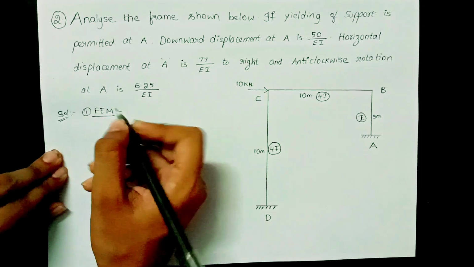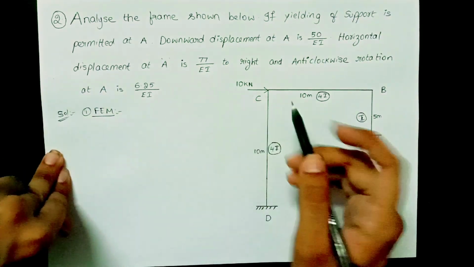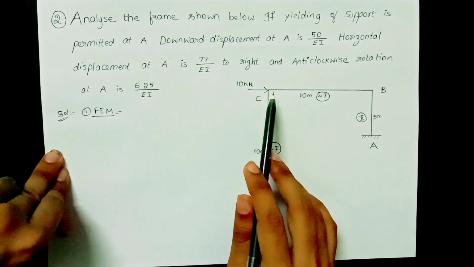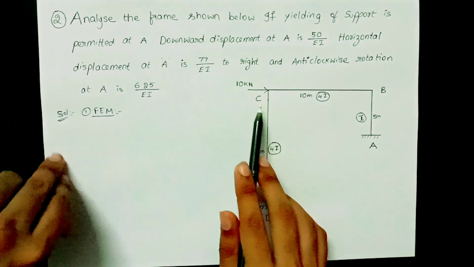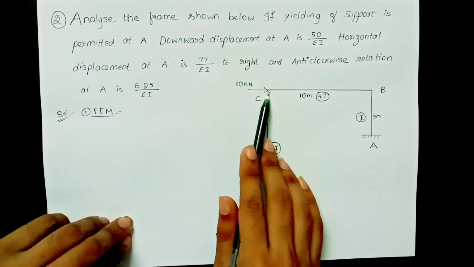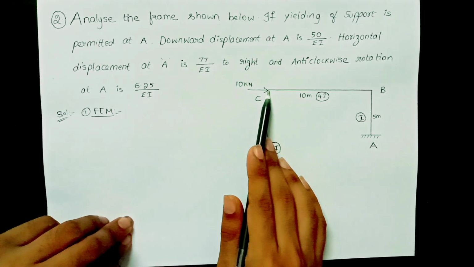As per the procedure, the first step is calculation of fixed end moments. In the given frame, you can observe that there is only one external load in the entire frame. The load is applied on the joint, not on the member, so it doesn't produce any fixed end moment.